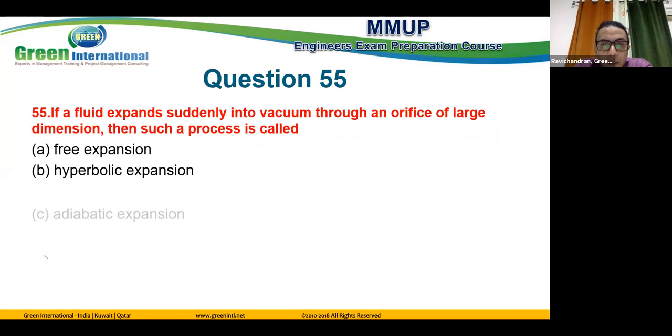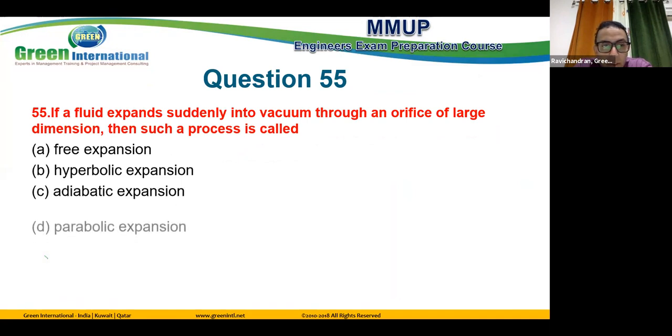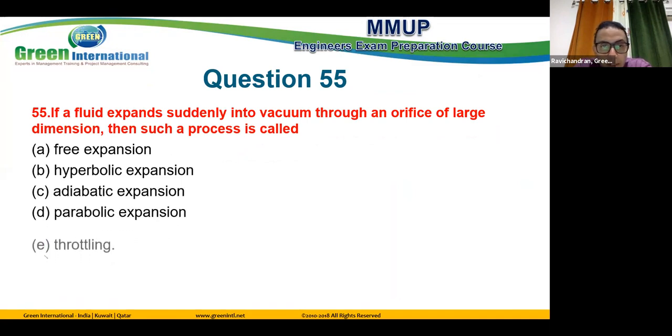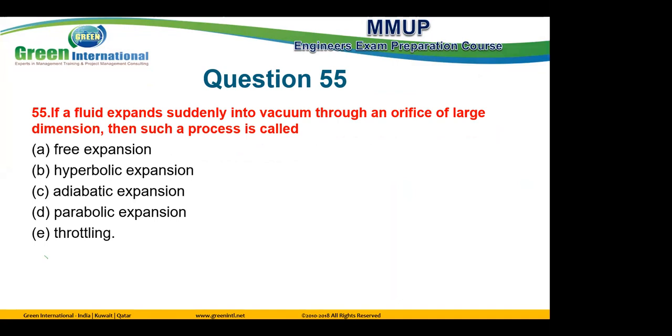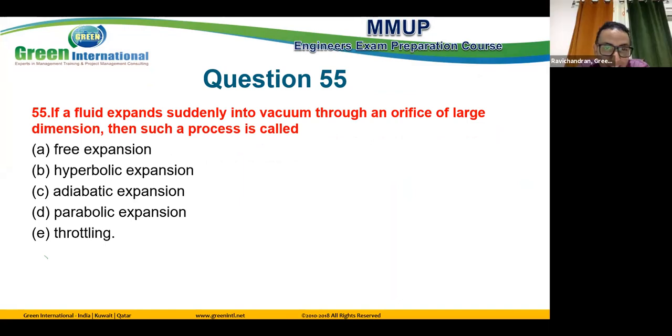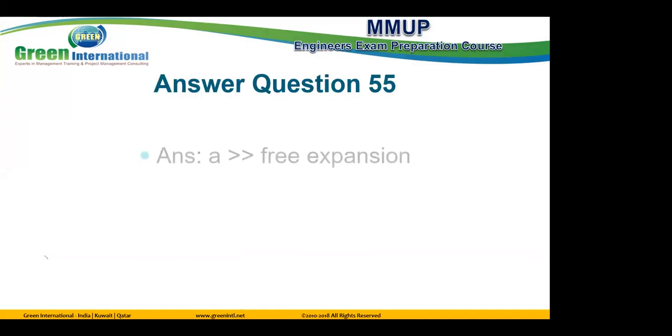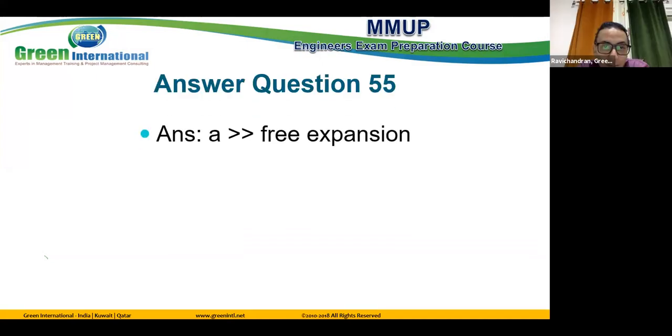A fluid expands suddenly into a vacuum through an orifice of large dimension. Then such a process is called what? Tricky question. It says into vacuum, so it is free expansion, not throttling.